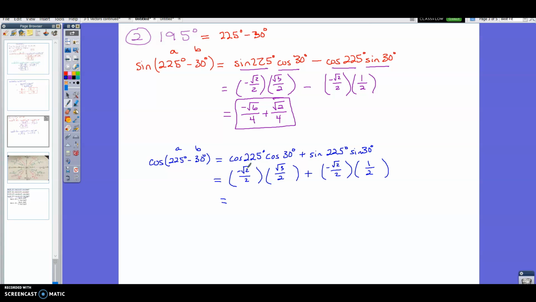So then we multiply across. Multiply across here, we get negative square root of 6 over 4. And here we have a plus and a minus, so that's going to end up being a minus. Square root of 2 times 1, square root of 2, and 2 times 2 is 4.